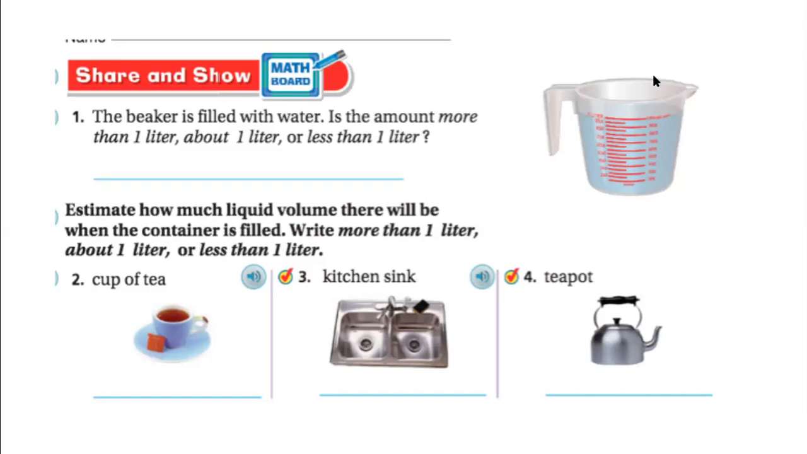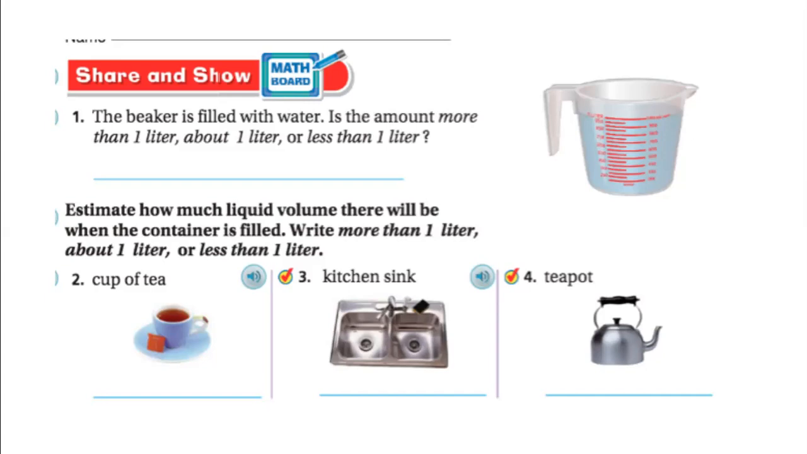In this case, number 1 would be about 1 liter, because this beaker, even though you can't tell, is close to 1,000 milliliters. So this beaker would be equal to about 1 liter. For 2 through 4, it says estimate how much liquid volume there will be when the container is filled. Write more than 1 liter, about 1 liter, or less than 1 liter. Remember that objects that are less than 1 liter will be the size of a cup. Objects that are about 1 liter will be the size of a large water bottle, and items that are more than 1 liter would be the size of a fish bowl or larger.